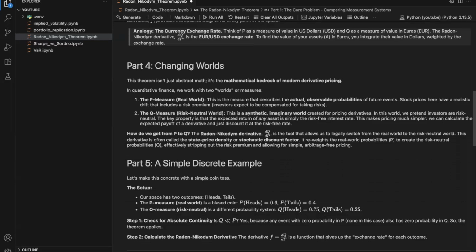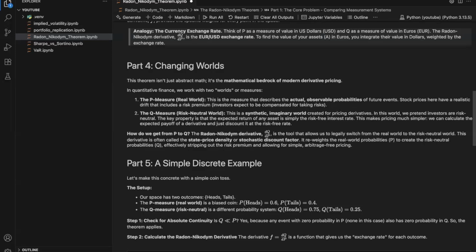Okay, so why does a quant or Wall Street care about this abstract math? Because it is the mathematical bedrock of modern derivative pricing. In finance, we use two different probability measures, or worlds. The first one is the P measure, which is the real world. This is where we live. It describes the actual probabilities of stocks going up or down. And these probabilities include a risk premium, the extra return in exchange for taking on risk. The next world is the Q measure, which is the risk-neutral world. This is a synthetic, imaginary world we construct purely for pricing. In this world, we pretend everyone is risk-neutral, which means the expected return on every single asset is just the risk-free rate. This simplifies pricing enormously.